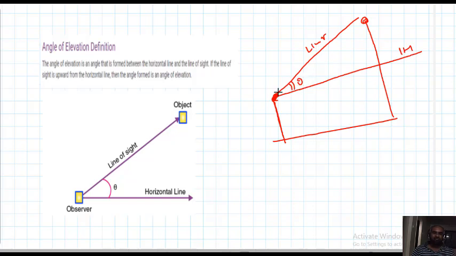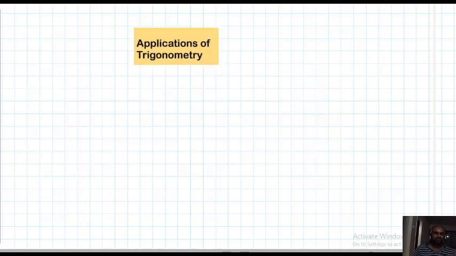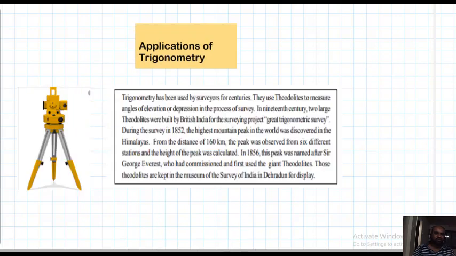How to measure? We have an instrument. By using that instrument, we can measure that angle. I will show you what that instrument is. Students, here this is the instrument. By using this instrument, we can find what angle is made by the observer's eye to observe the top of the building or bottom of the building, whatever it may be. The instrument is named the theodolite.